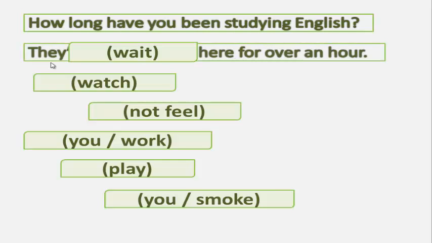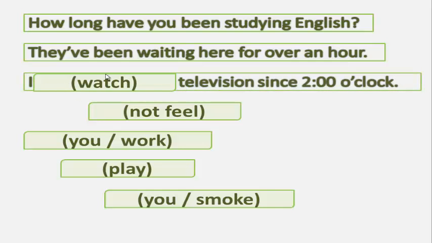In the second sentence, they, and then you have the verb wait, here for over an hour. Use the verb in the present perfect continuous, and the sentence reads, they have been waiting here for over an hour. Notice that I'm using the short form of the verb here, so they've. They've been waiting here for over an hour. Sentence 3. I, the verb watch, television since 2 o'clock. The correct use of the verb in the present perfect continuous tense in this sentence is I've been watching television since 2 o'clock.